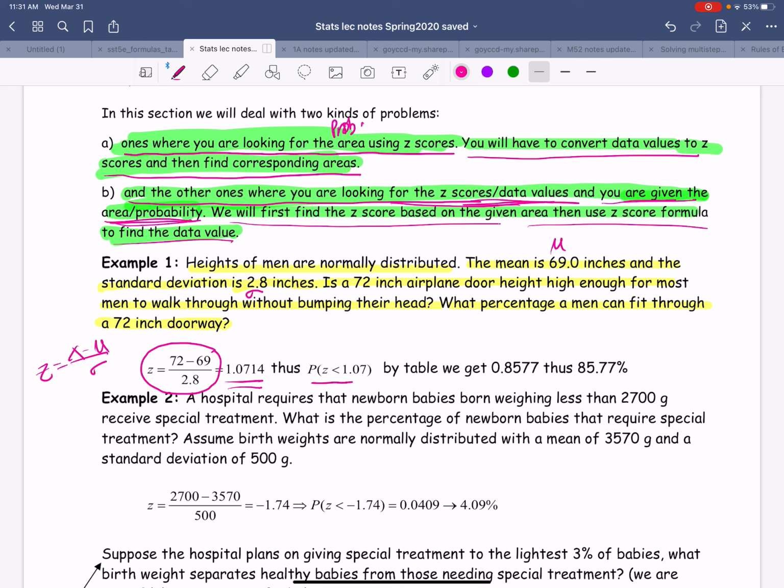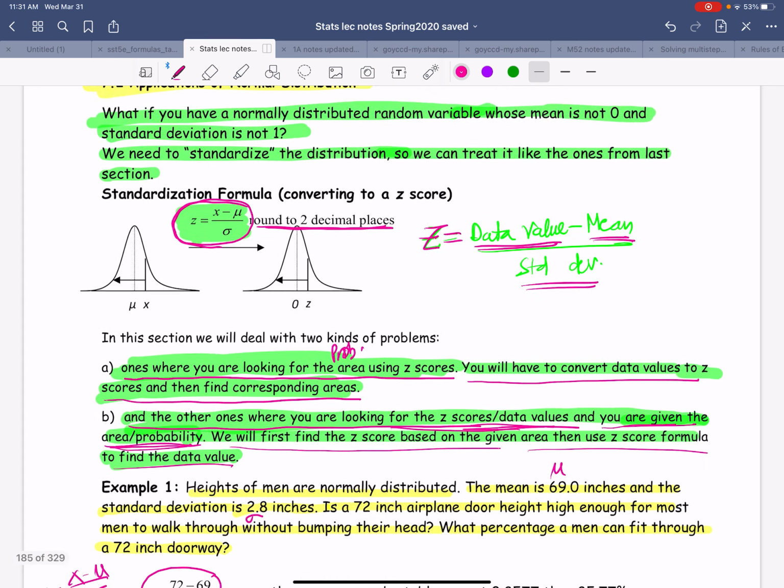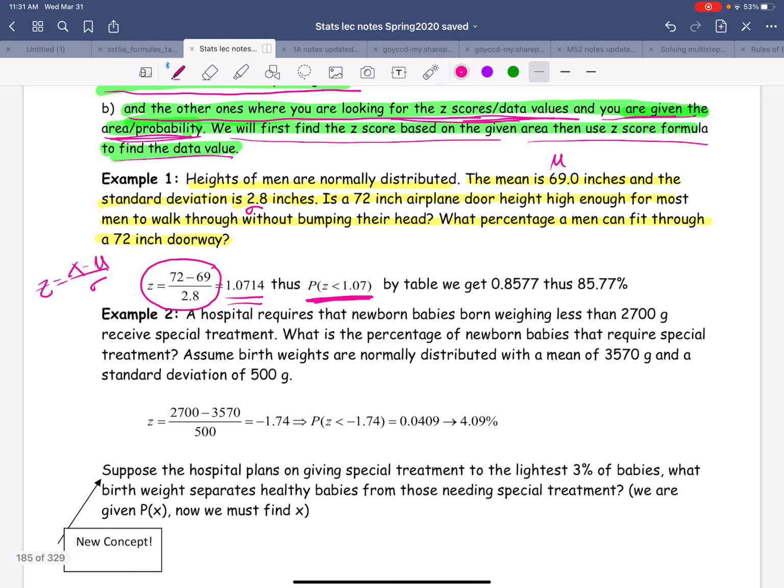So now we're looking for the probability or the area to the left of 1.07, because everyone who's shorter than 72 inches will be able to walk through, and somebody who's taller than 72 inches will not be able to walk through. So probability for z less than 1.07. Now this is the z-score, so we'll have to read the table. You can use the calculator, see a separate video on how to use the Casio 991 calculator, or another video on how to use StatCrunch. But in this section, I'm going to be focusing on the tables that come with the textbook, and each homework problem will have these tables attached to the problem.